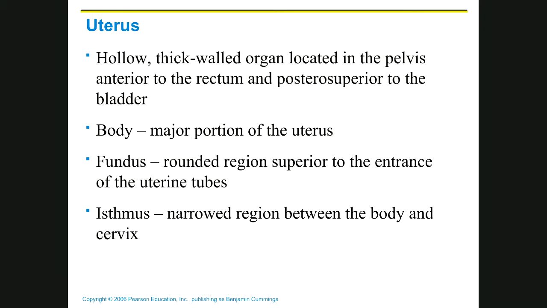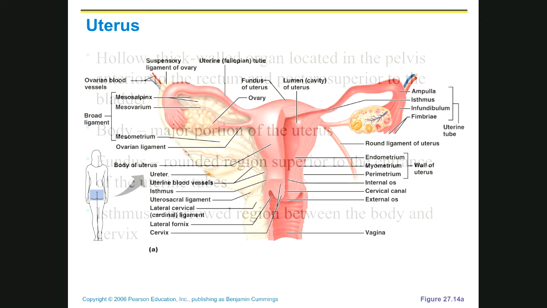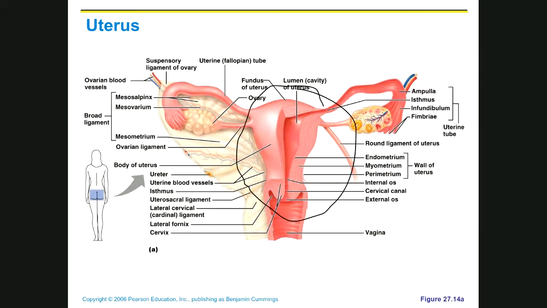Okay, let's look at the uterus. So remember the uterus, if you look at it, it looks like an upside down light bulb. And it's hollow in the middle. It's also a very, very muscular organ. Look at all the muscle. There's that much muscle. It's a thick muscular organ.